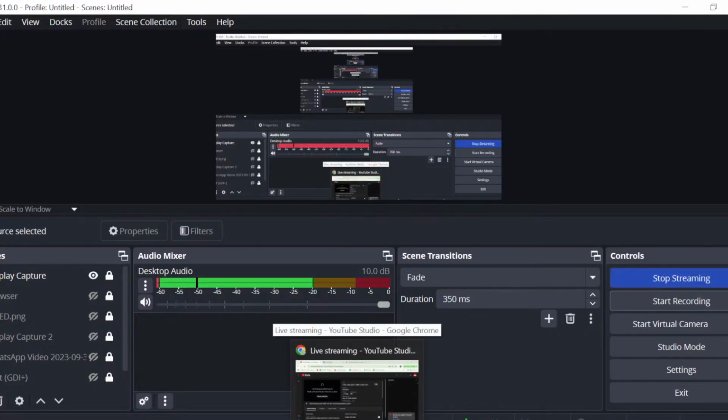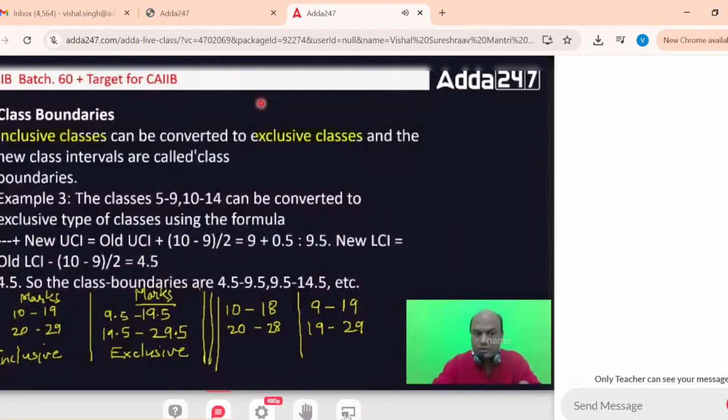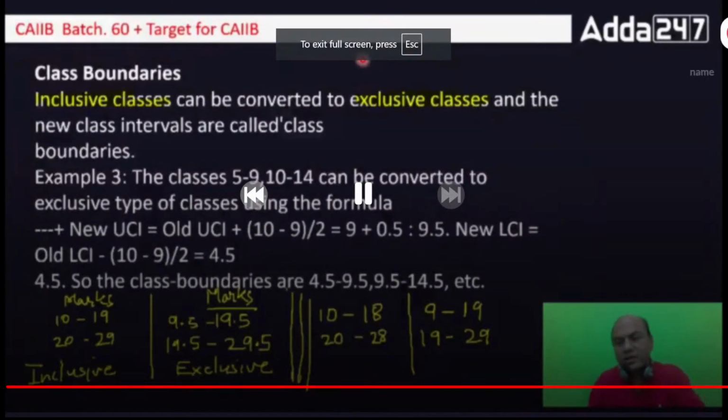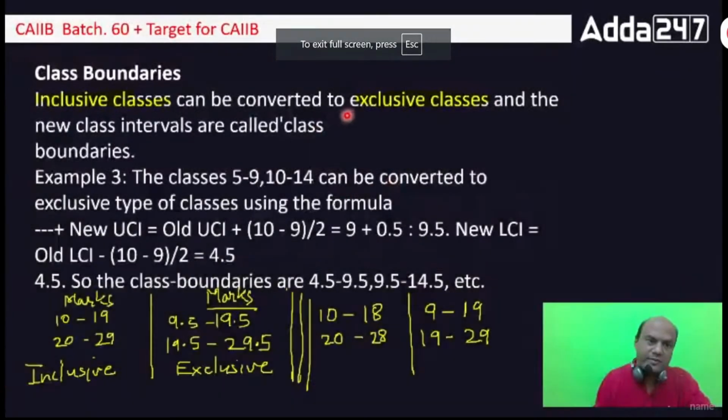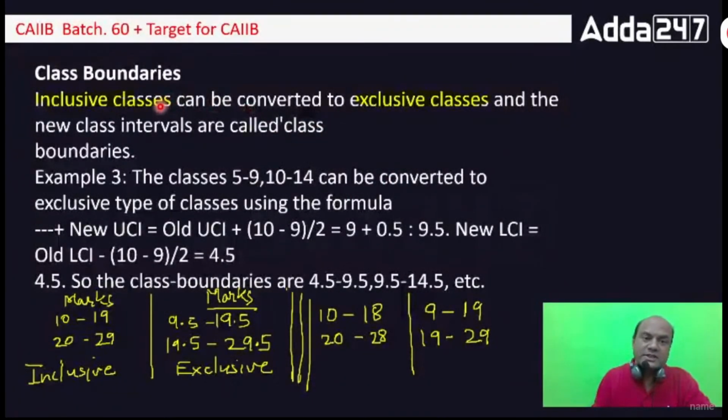Okay. Inclusive classes and exclusive classes. What do you mean by this? Here, inclusive means whenever the boundaries are included. Now I'll give you some examples. Pay attention, everyone. Inclusive classes can be converted to exclusive classes. But what is inclusive and what is exclusive? Look at this. Look at below.